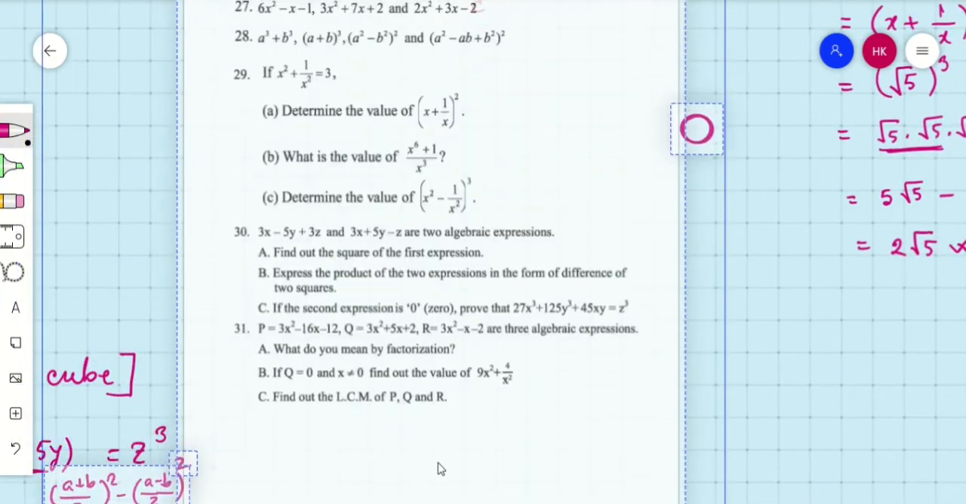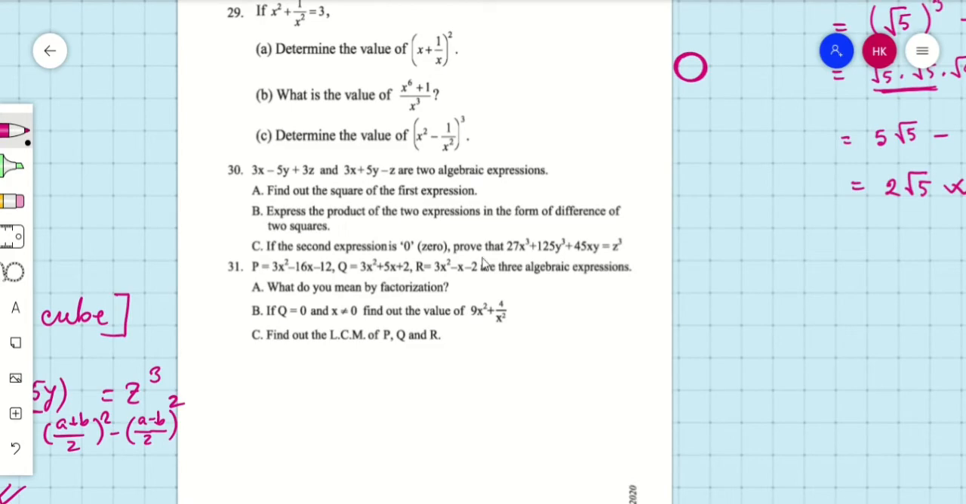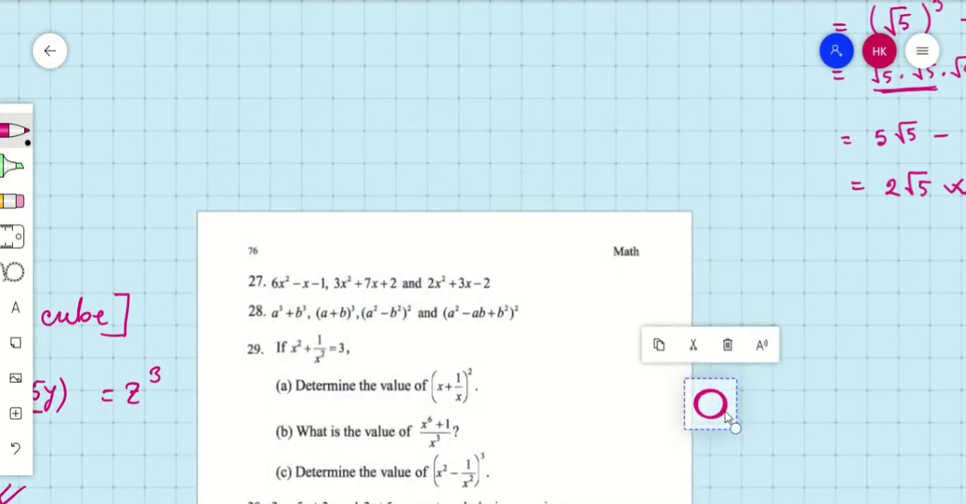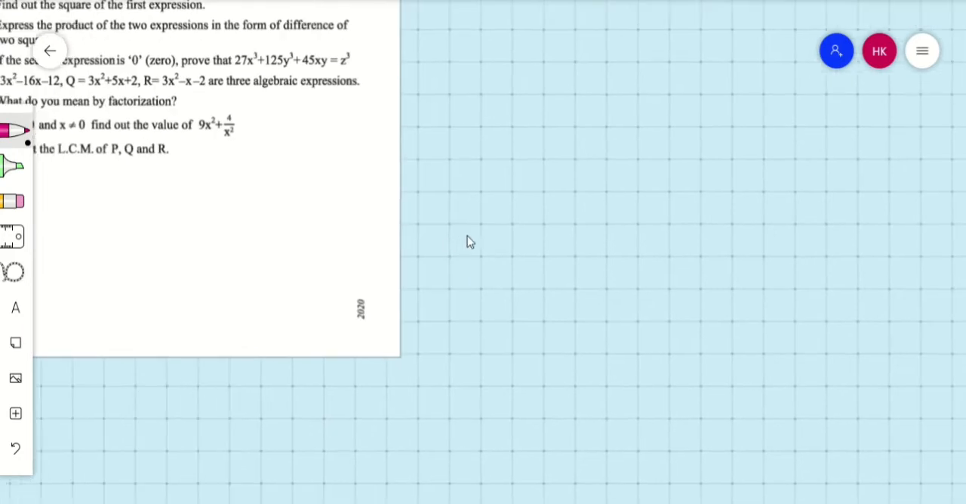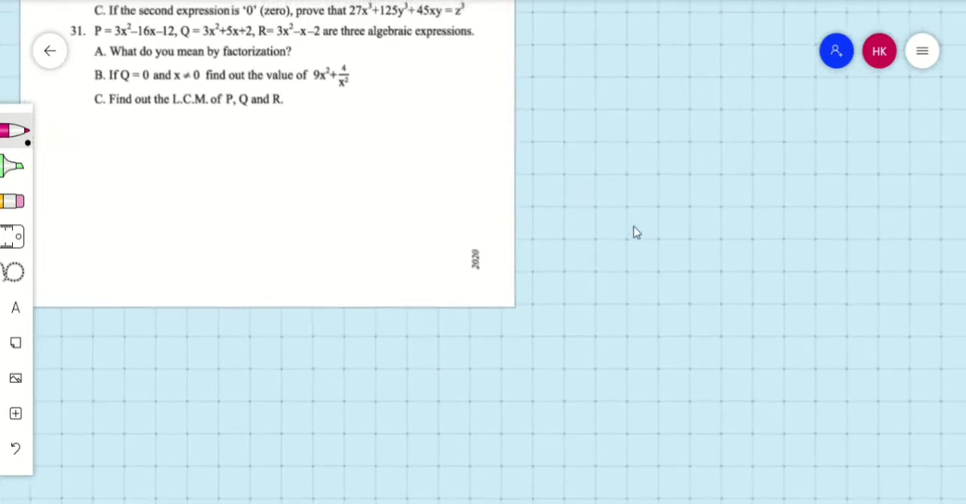All right, we are just taking this question to the bottom so that we can get fresh pages. Now question number 31, we want to solve question number 31, solution of 31a. What do you mean by factorization?